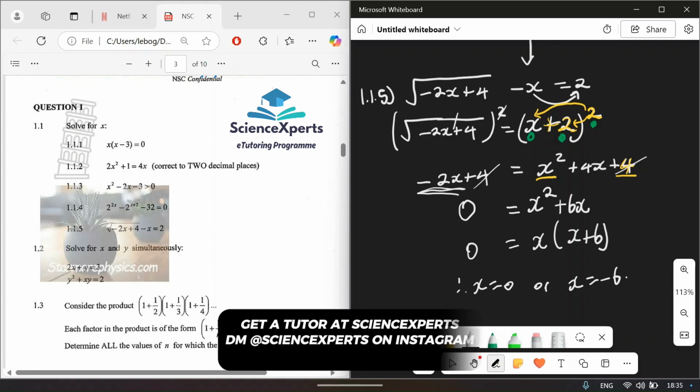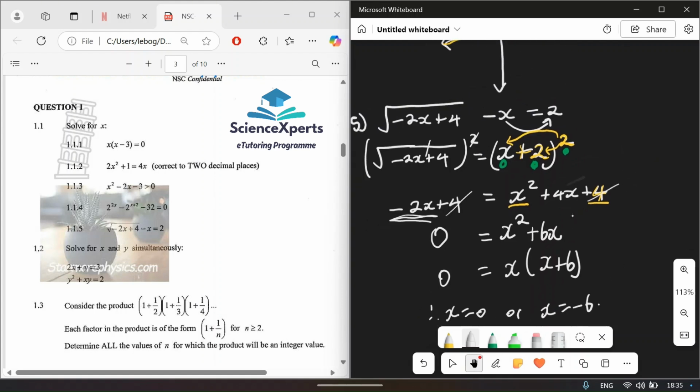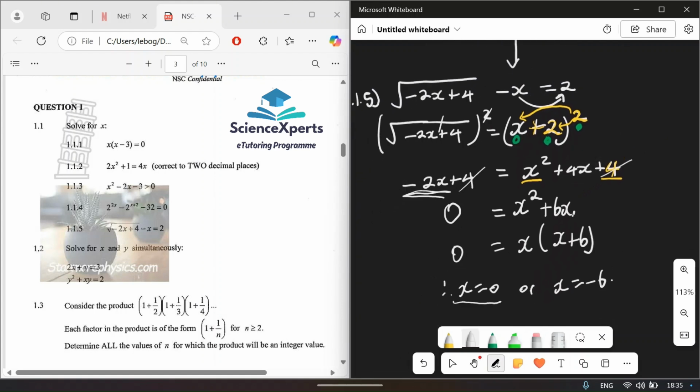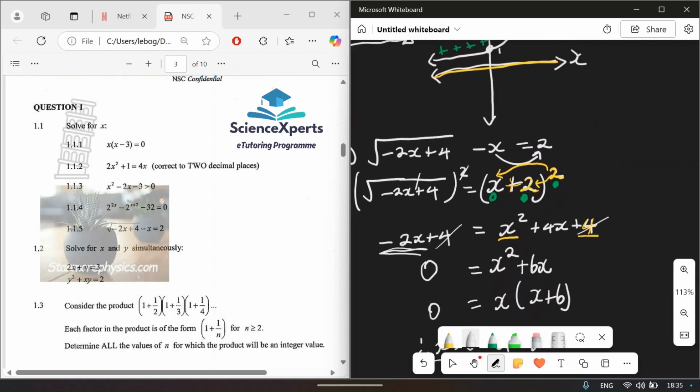Whenever you're solving questions that have radicals, square roots, you need to validate your solutions, right? Meaning that you need to check whether this x equals 0 and this x equals negative 6 satisfy that equation. How will we do that? We can substitute x equals 0 into the original equation that we are given and see if the left hand side will be equal to the right hand side.